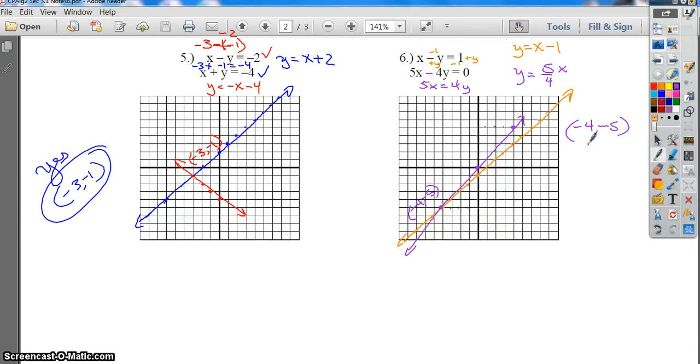So let's plug that in up here. Negative 4 plus 5, does that equal 1? Yes. Let's check the bottom one. 5 times negative 4 is negative 20. 5 times negative 4 is positive 20. Yeah, 20 minus 20 is 0. That works. So yeah, that one checks out.